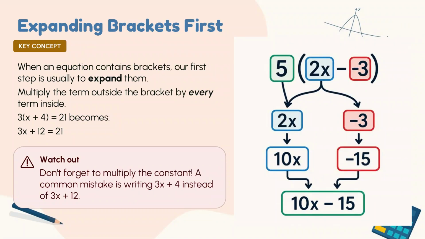When an equation contains brackets, our first step is usually to expand them. Expanding means multiplying the term outside the bracket by every term inside the bracket. For example, 3(x + 4) = 21. The 3 multiplies both x and 4. So 3 times x is 3x, and 3 times 4 is 12. The equation becomes 3x + 12 = 21. A very common mistake is to write 3x + 4, but that forgets to multiply the 4 by 3. Always multiply every term inside the bracket.